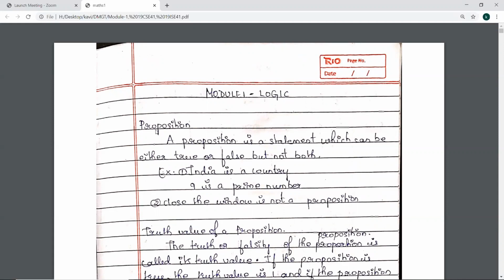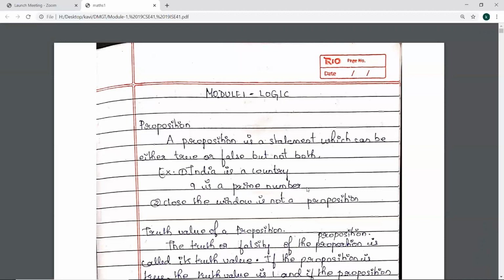Next, we see the definition of a proposition. A proposition is a declarative sentence. It is a simple statement which can be either true or false, but not both. See, for example, I consider this sentence, India is a country. By reading this statement, I can say whether it is true or not. The given statement is true. So this is an example of a proposition.